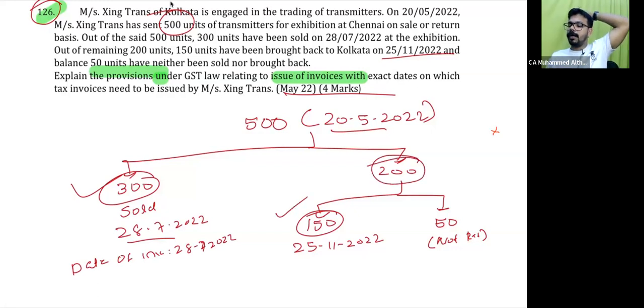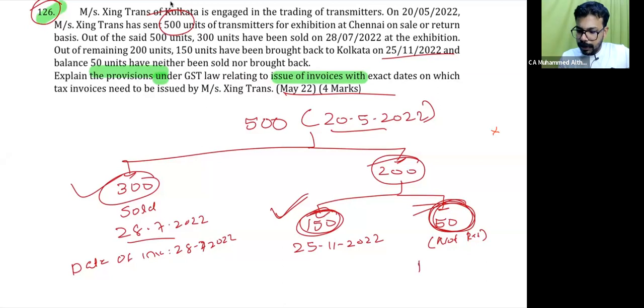But then with respect to that 200 units, out of this 150 units have been brought back, other 50 units have not been brought back. So shall we issue invoice with respect to this 150 units which have been brought back? Shall we issue invoice with respect to the items which we brought back? Yes or no? Okay, I'll come to that. Shall we issue invoice for the items which are not brought back? Definitely yes, because they are still not brought back. So what would be the date of invoice, everyone? I told you that if it is not returned, not accepted within 6 months, then we have to issue invoice on the day on which that 6 month ends. So on which date will the 6 months end?